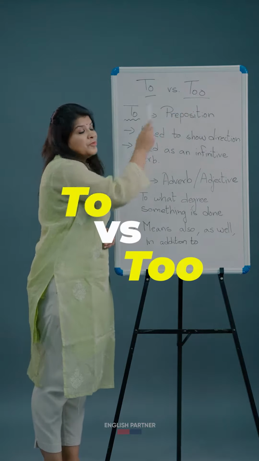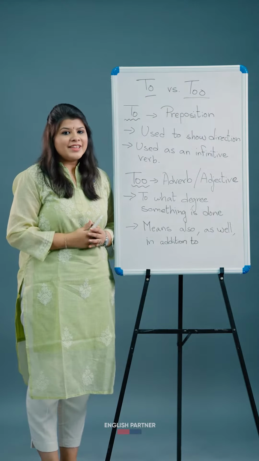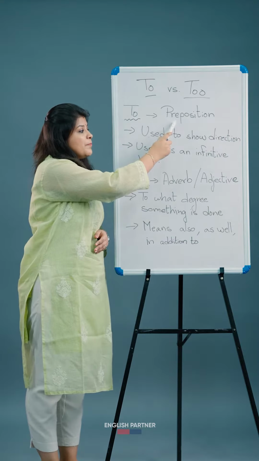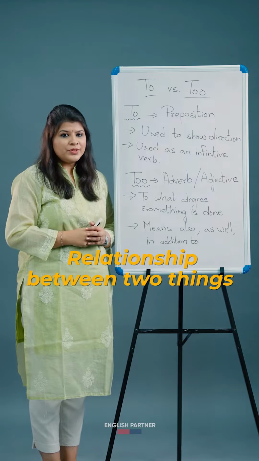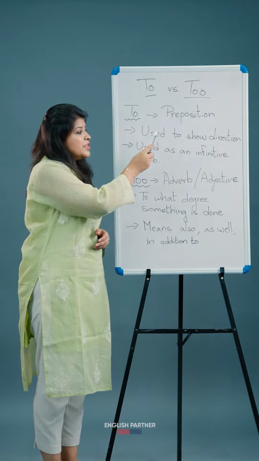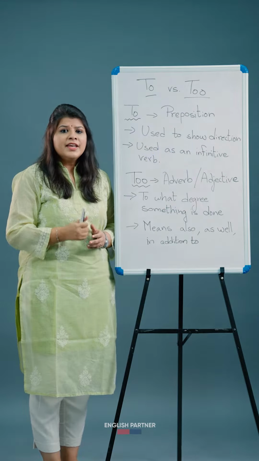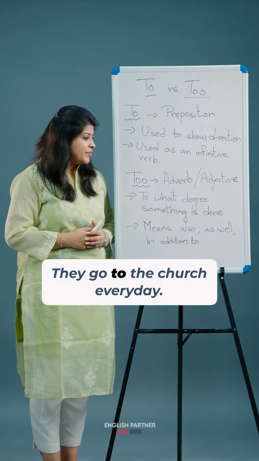टू और टू। चलिए इन दोनों वर्ड्स के सही मतलब सीखते हैं। To is a preposition. It is generally used to show a relationship between two things. It is used to show direction. For example, they go to the church every day.